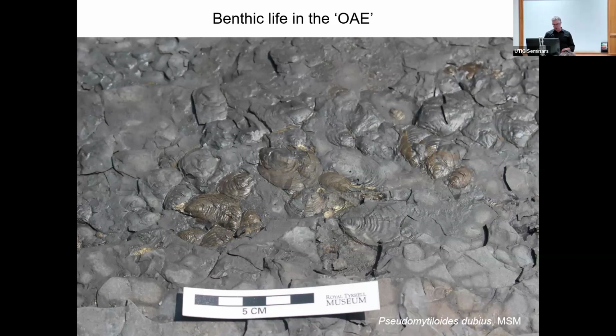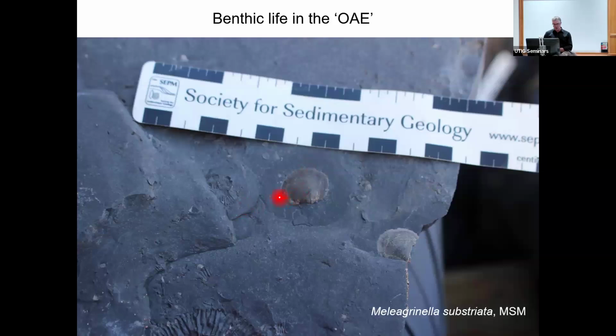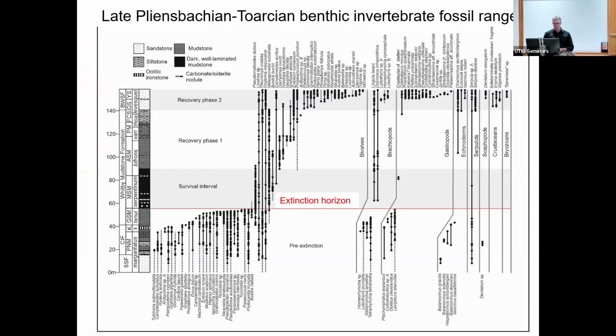This particular bivalve, called Pseudomytoloides dubius, is one that we see very abundantly within the period of high TOC and the carbon isotope excursion. This is another one, a little bivalve with very strong concentric ornamentation called Bositra buchii in this case, and this is a nicely pyritized example. And then we also have another species of epifaunal bivalve. So very low diversity, but often high abundance faunas during this period of time.